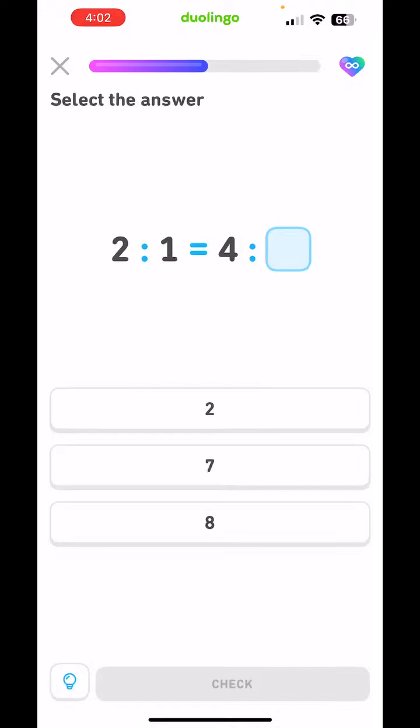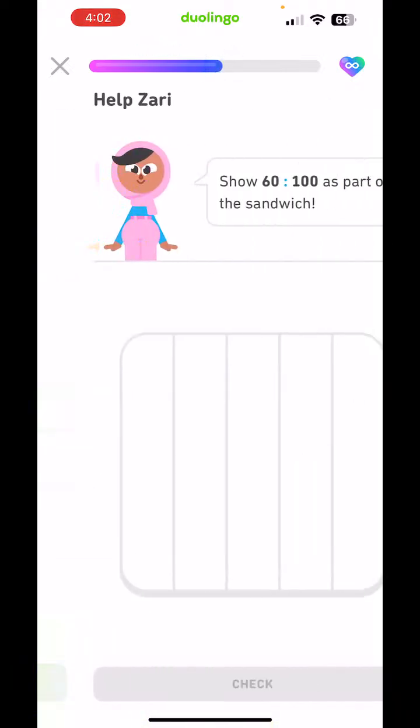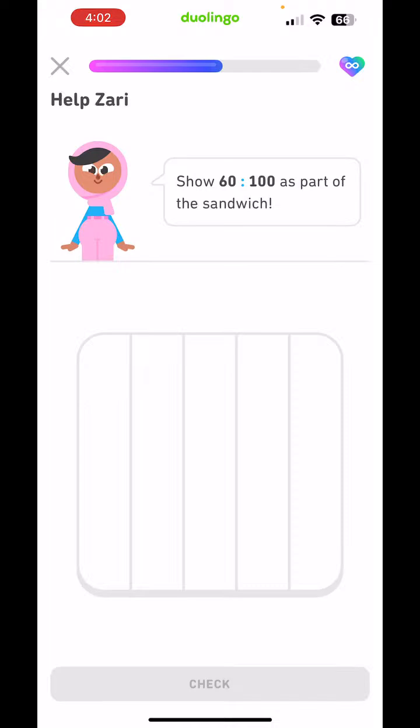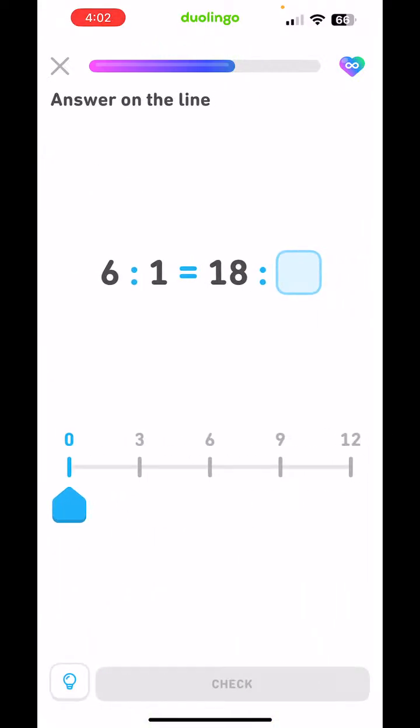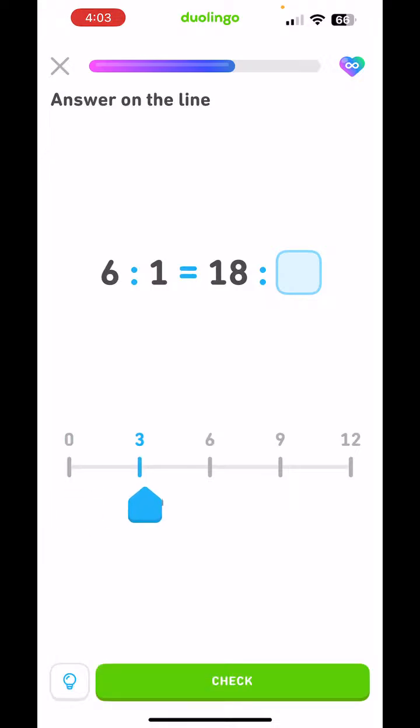Okay, now we have 2 to 1 equals 4 to x. So 2 times 2 is 4. So we can assume x is 2. All right, show 60 out of 100 as part of the sandwich. So we know that's 3/5. Okay. And now we have 6 to 1 equivalent to 18 to x. Well, what times 6 equals 18? That would be 3. So we can assume that x is 3.